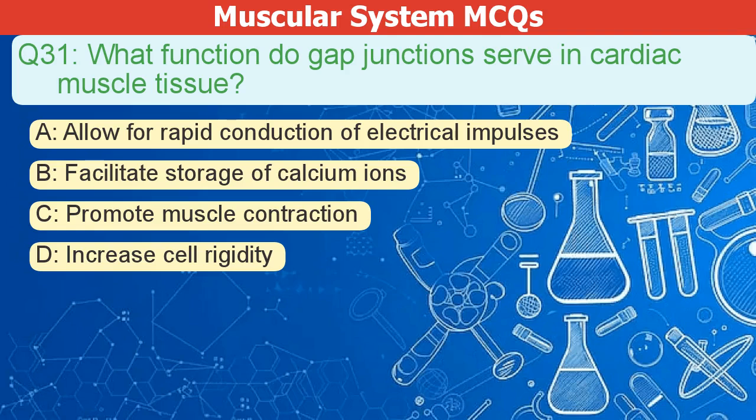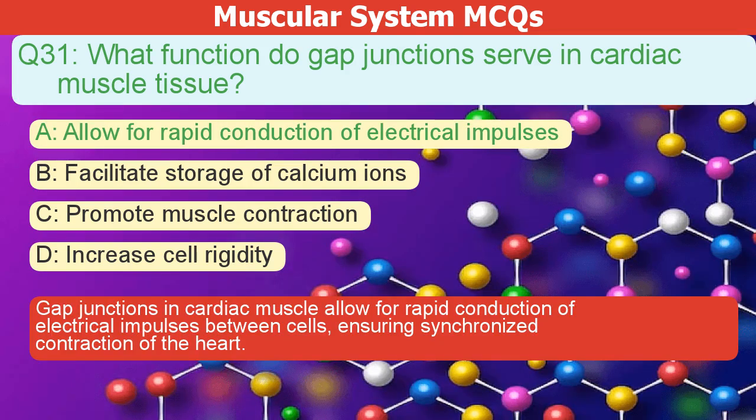What function do gap junctions serve in cardiac muscle tissue? A. Allow for rapid conduction of electrical impulses. B. Facilitate storage of calcium ions. C. Promote muscle contraction. D. Increase cell rigidity. The correct answer is A. Gap junctions in cardiac muscle allow for rapid conduction of electrical impulses between cells, ensuring synchronized contraction of the heart.